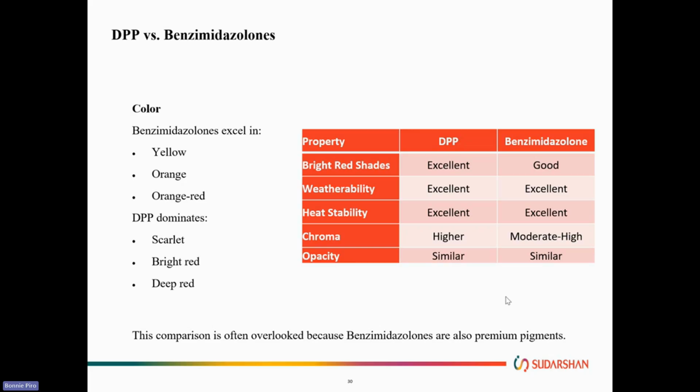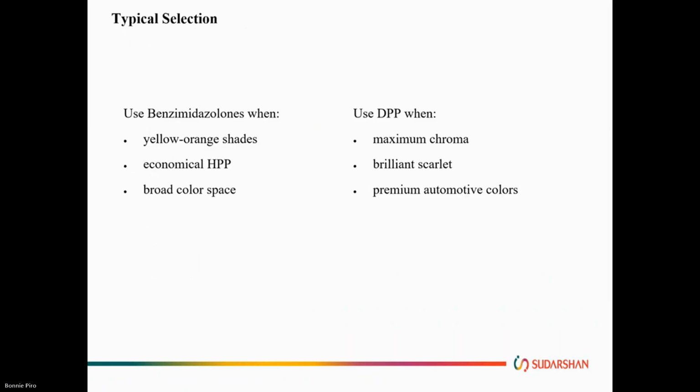And then similarly, they do have very good properties as well. So it's just some other options to consider, because benzimidazolones, because they are high performance azo pigments, sometimes can get overlooked as well. So again, it goes back to that color space that you're looking for. The benzimidazolones occupy that yellow to orange shade space, whereas the DPP chemistries do occupy the orange space, but then towards the red space as well.